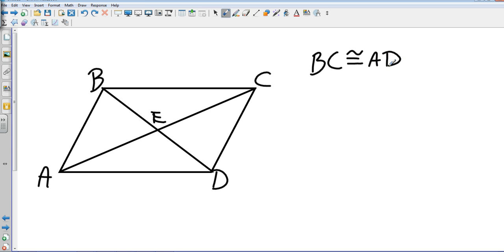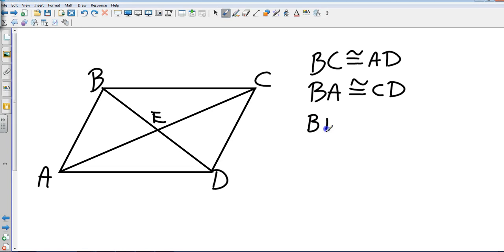Isabella, give me another one. Let's stay with the congruent. What's the other congruent set? BA is congruent to CD. All right, so let's stay with the congruent segments, but not sides now. There are some other congruent segments. What are they?